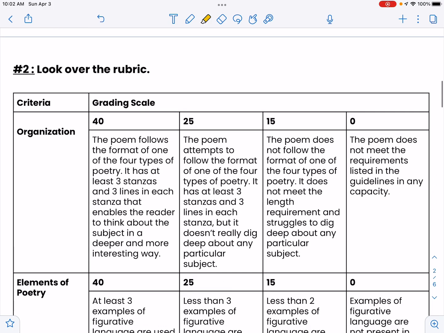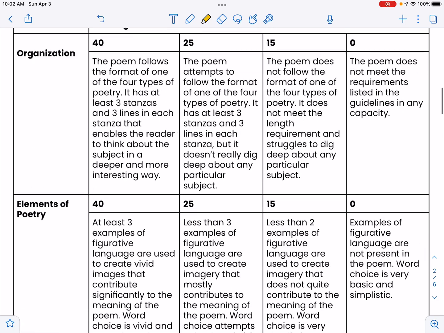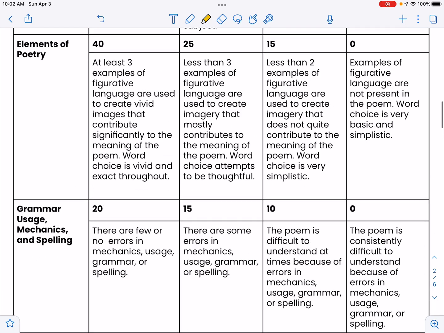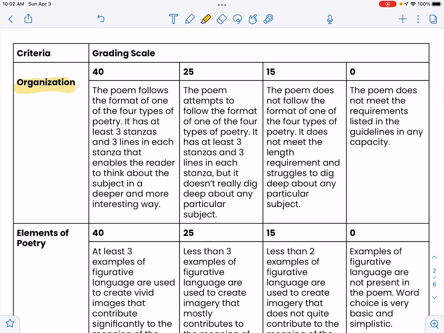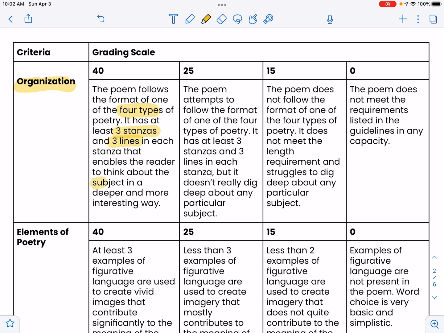Let's look at the rubric. There are 3 criteria: organization, elements of poetry, grammar usage, and spelling. So if you want full credit on this, the poem follows the format of one of the 4 types of poetry. It has 3 stanzas, 3 lines at least, and it enables the reader to think about the subject that they chose in a deeper, more interesting way.